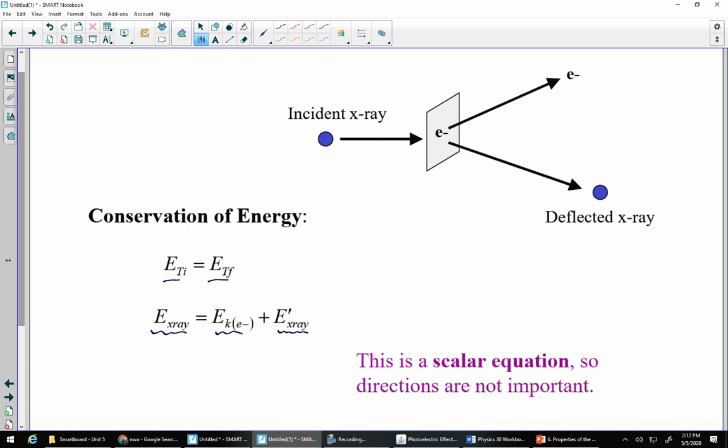One important thing to note with this is it's a scalar equation. So you do not need to use directions whatsoever in this. You can't use directions anywhere in this. So scalar only, no directions.